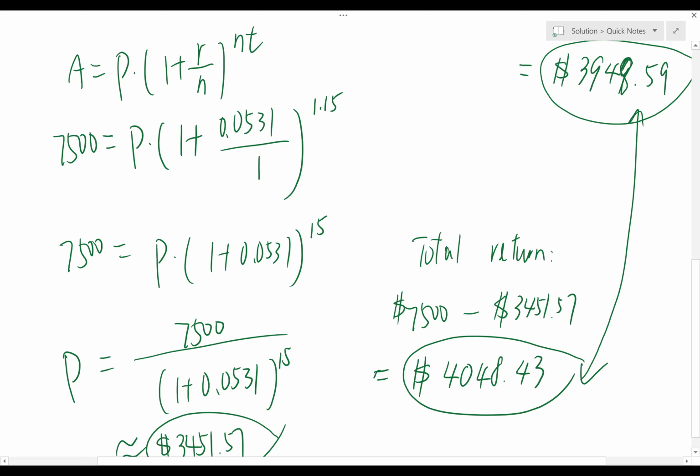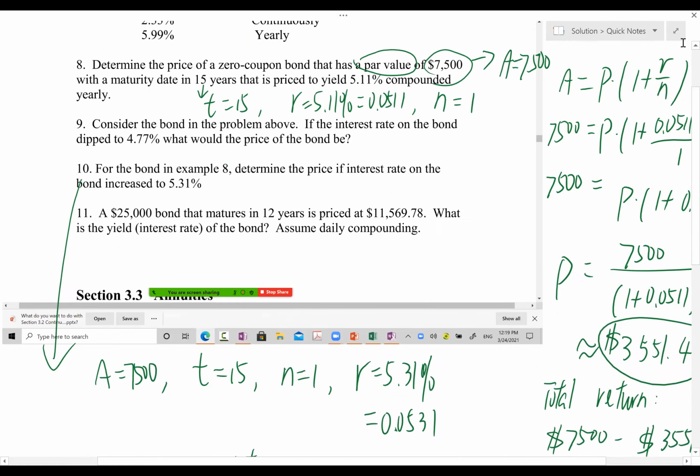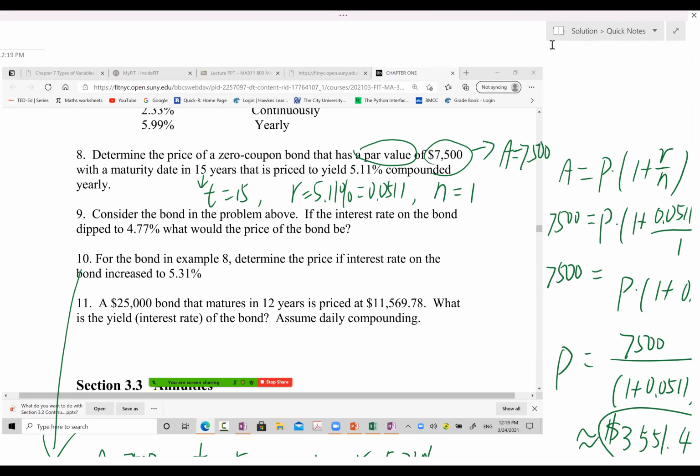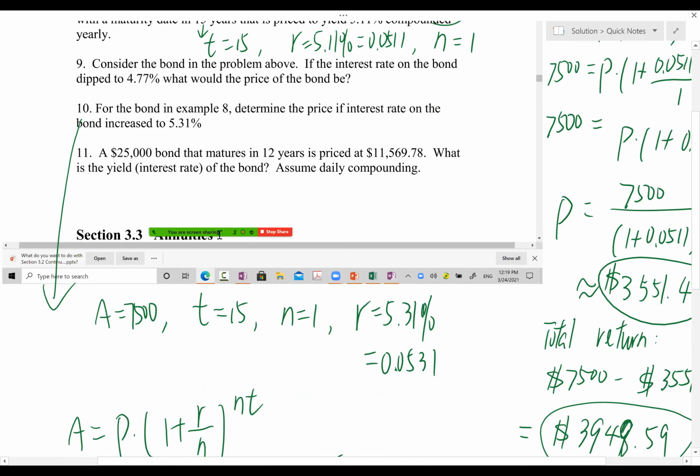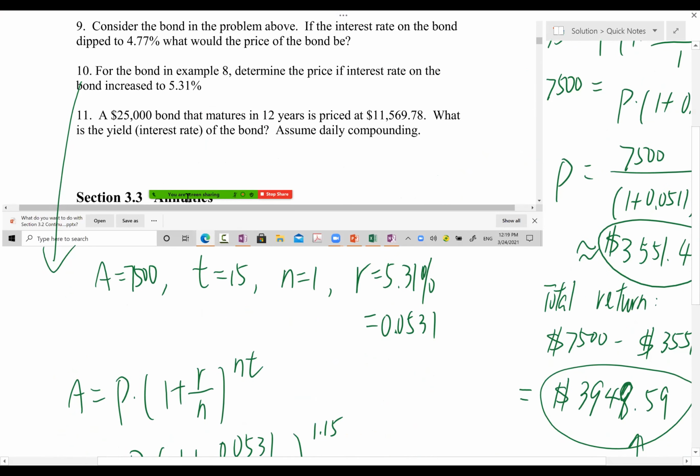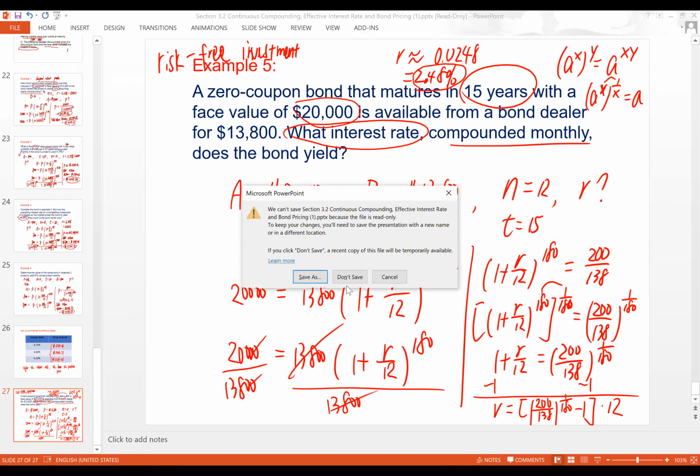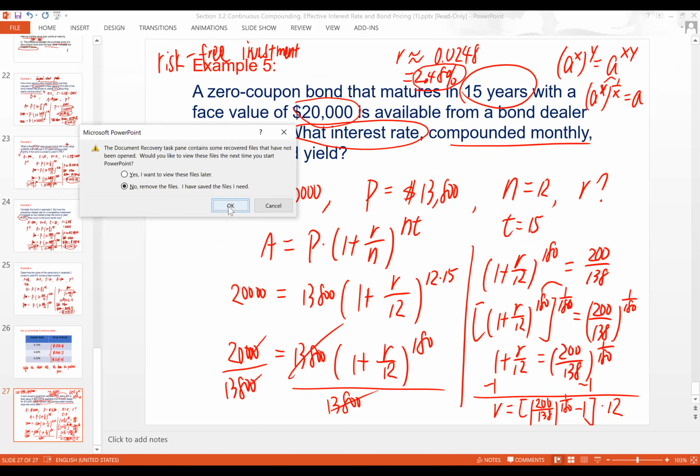Okay, so we'll basically just wrap up this section 3.2, where we looked at some of the financial instruments: continuous compounding, APR, and also the bond pricing. We looked at a very simple case of a zero coupon bond here. Now let's continue on to section 3.3 about annuities. So we're going to look at more financial instruments here. Let me just open the file really quickly so we can get to that.